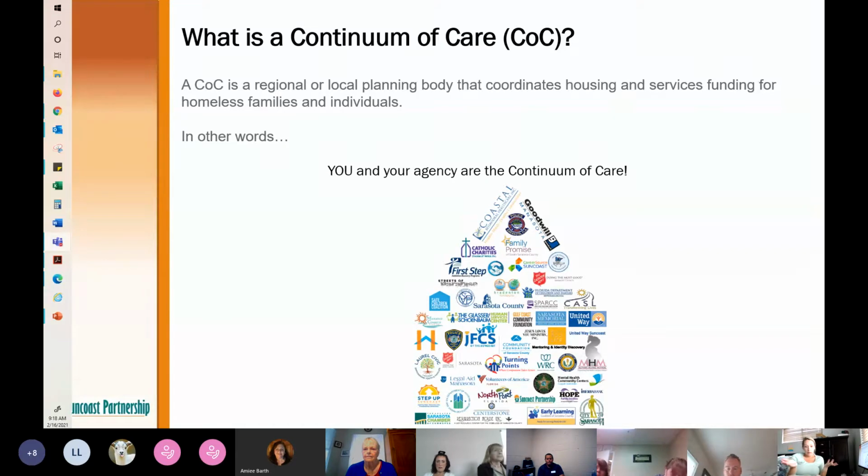So we are all the COC. The COC is not any one agency. A continuum of care is a regional or local planning body that coordinates housing and services funding for homeless and at risk of homelessness families and individuals. This is a graphic of the agencies within our COC in Sarasota, Manatee County, but a similar graphic can be created for those agencies in Pasco County.